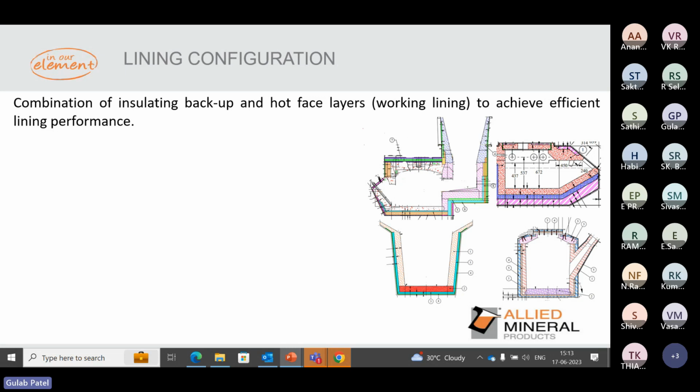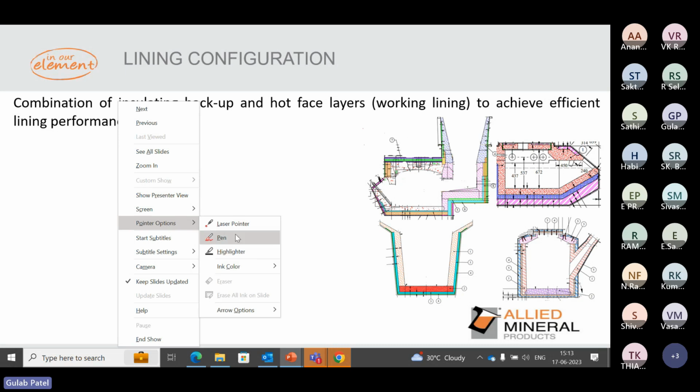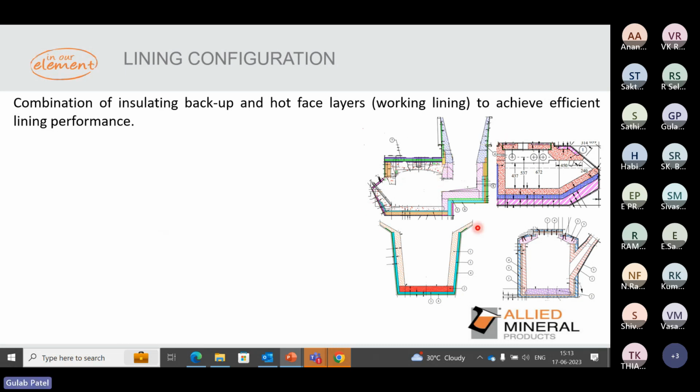So in understanding, you can see the different types of furnaces here, which have been configured with the best possible lining configuration. And you can see different colors in the whole lining system that represent the different kinds of products.